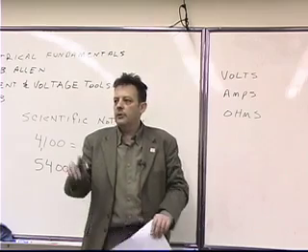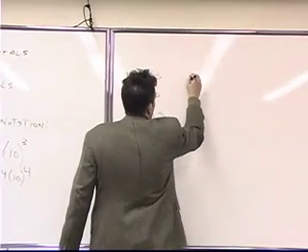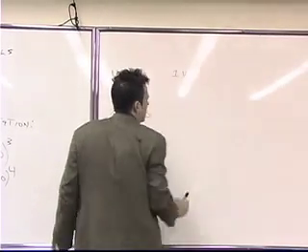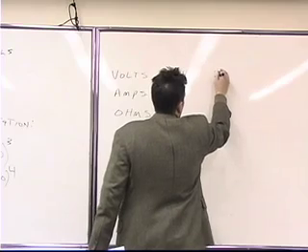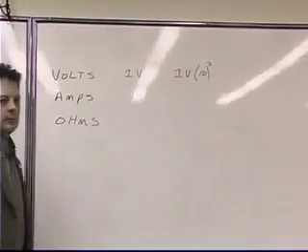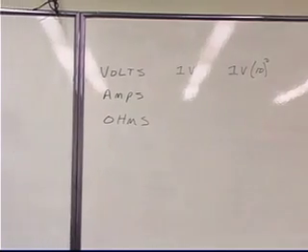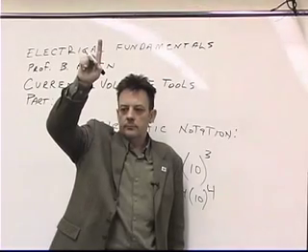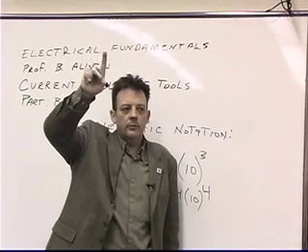So, let me ask you a question. What would be the difference between 1 volt and 1 volt times 10 to the 0 power? What is anything raised to the 0 power? 1. Anything raised to the 0 power is 1.